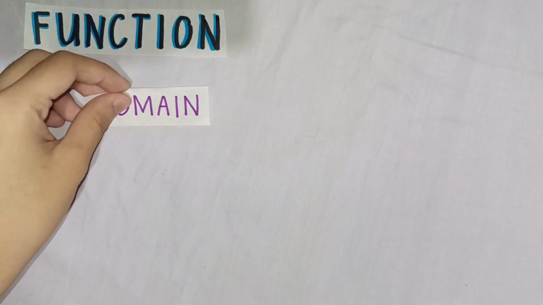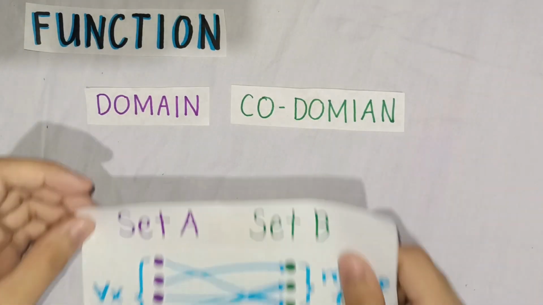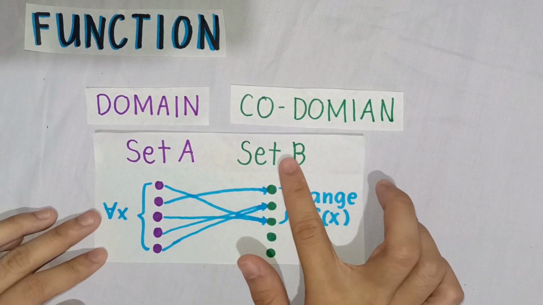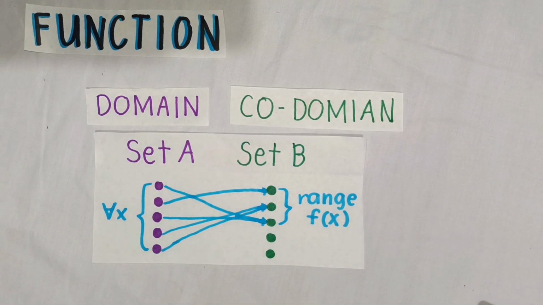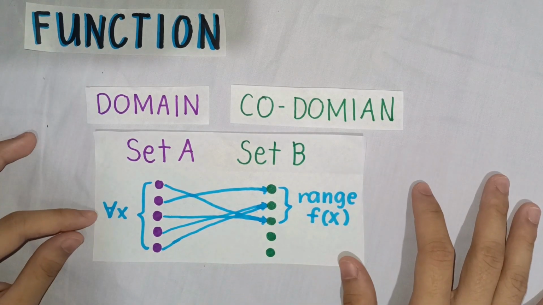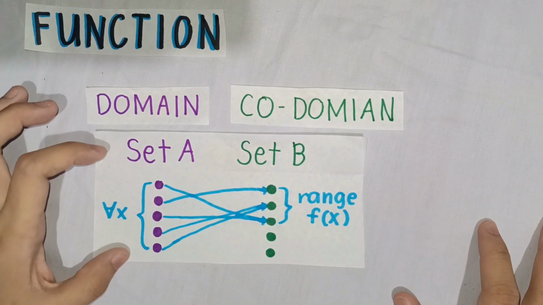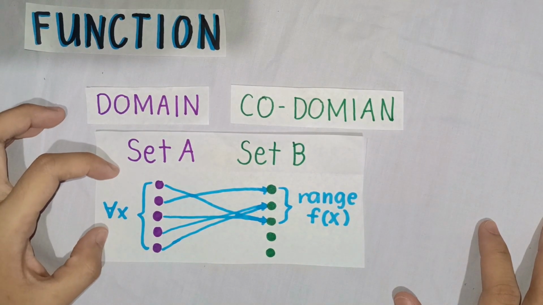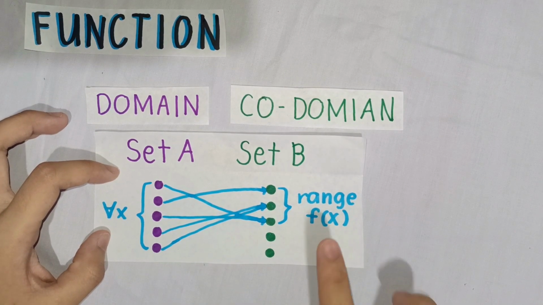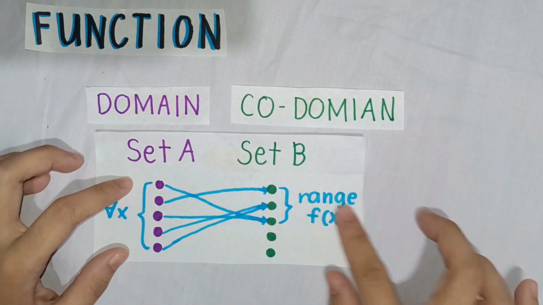Suppose that the domain and the codomain is a set. The domain will be the set A and the codomain will be the set B. And we already know that in a set, there are different kinds of elements within it. And in here, for every element x in set A, there is an f(x) in set B. The resulting f(x) is what we call the range of the codomain.